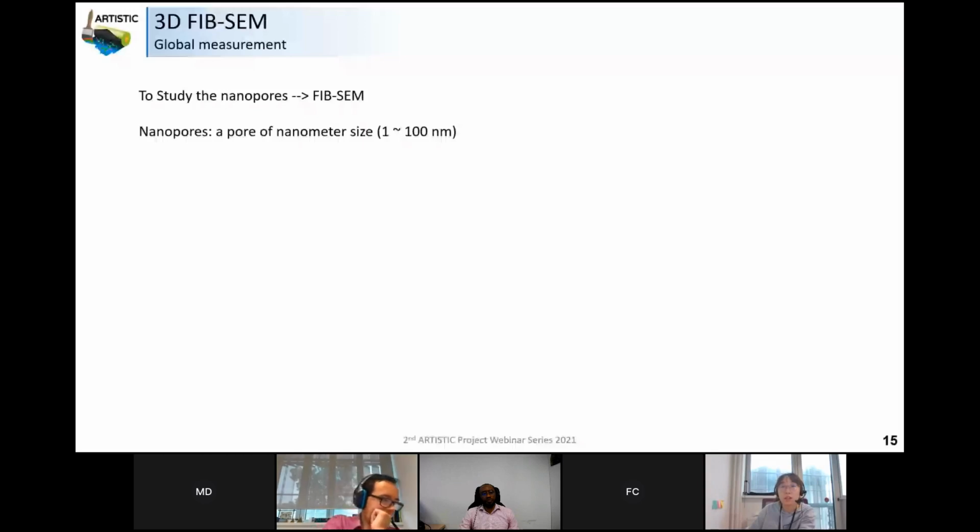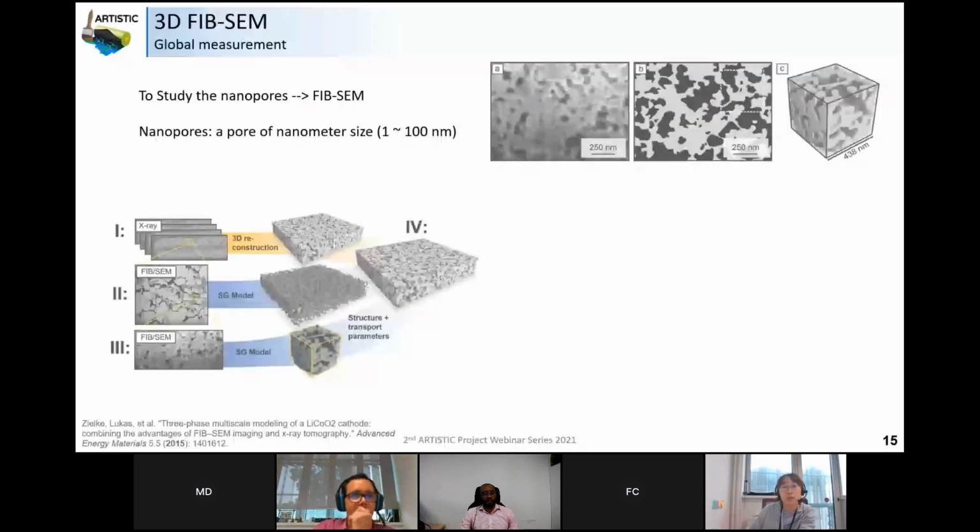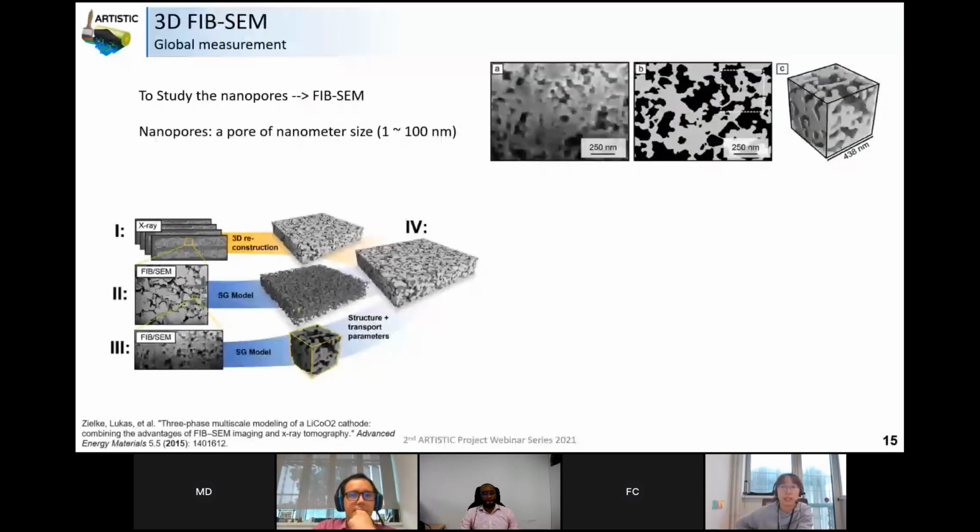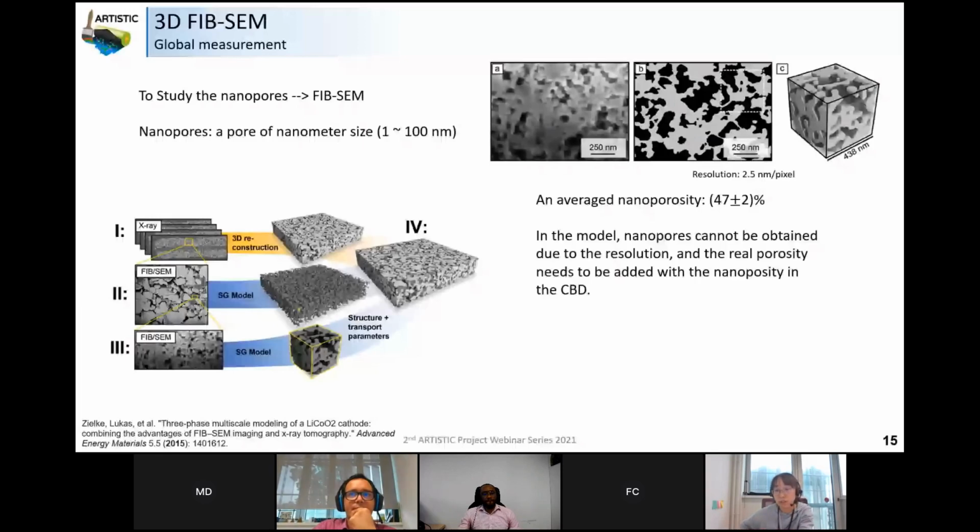The treatment of the FIB-SEM data is similar to the 3D XCT, with a resolution of 2.5 nanometers per pixel. Pore size and shape above 2.5 nanometers can be identified. In our model, due to the resolution and the calculation cost, the nanopores cannot be obtained. We need to use the nanoporosity value to confirm our model.